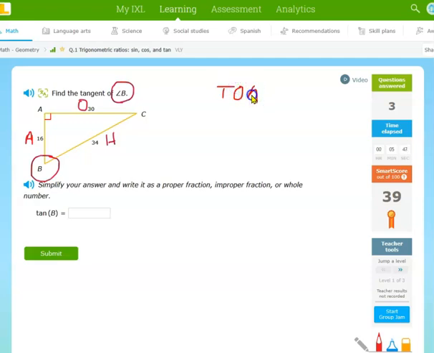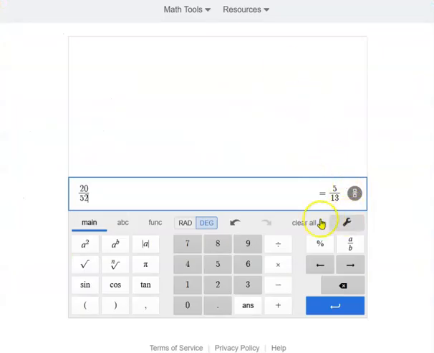TOA means tangent, opposite over adjacent. Go to the picture. Opposite is 30. Adjacent is 16. 30 over 16, click on the circle, 15 over 8.